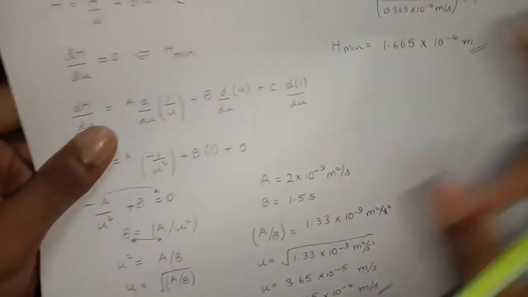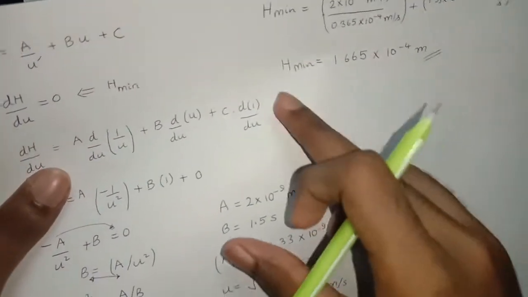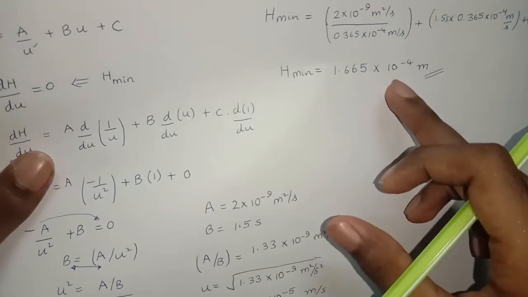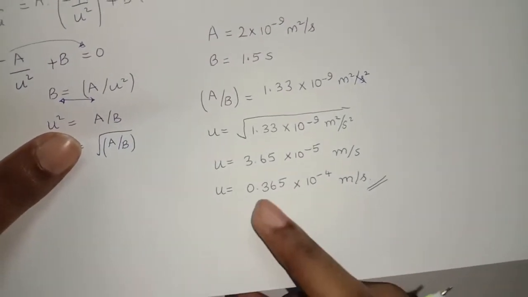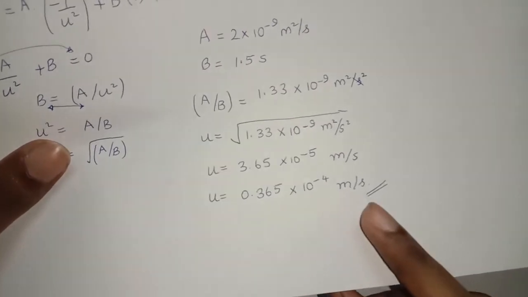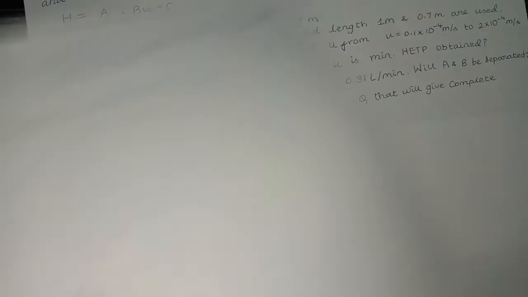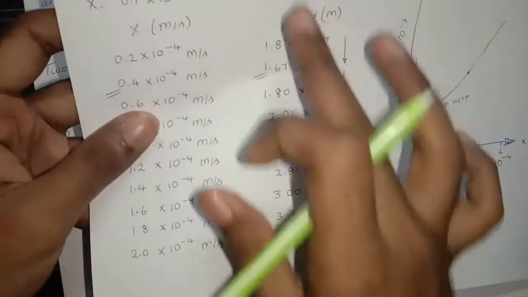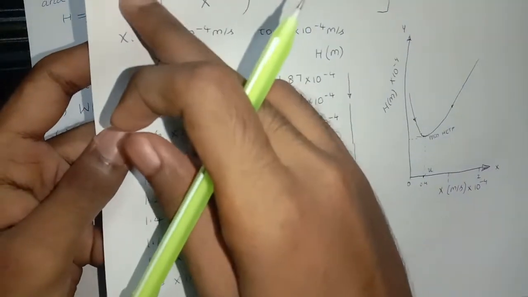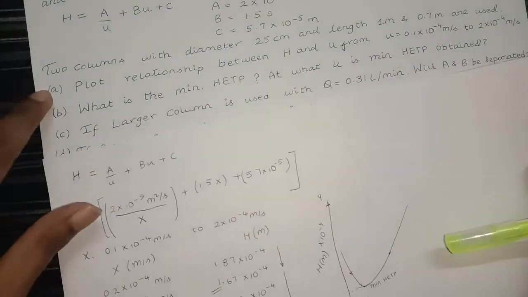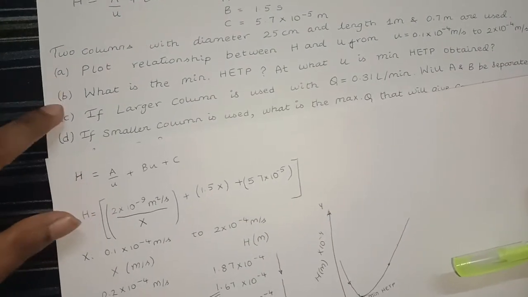For part B, we got the minimum HETP by differentiating the Van Deemter equation, and we found the H minimum is 1.665 × 10^-4 meter, and the liquid velocity at which we got the H minimum is 0.365 × 10^-4 meter per second, which agrees with the value we used to establish the relationship between H and U in part A. So we're done with parts A and B, and we are going to part C.